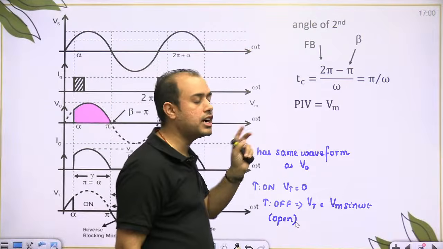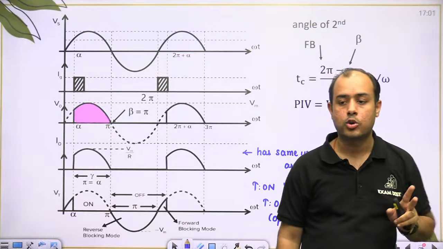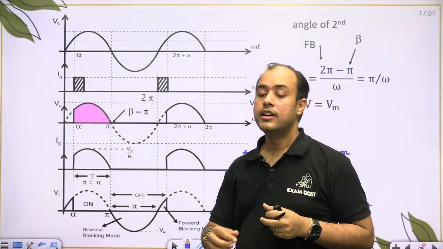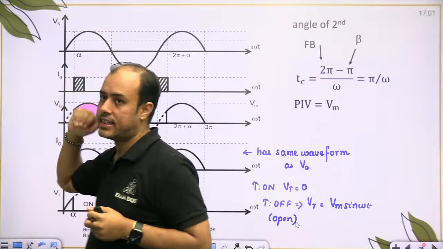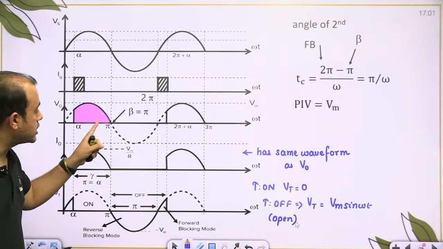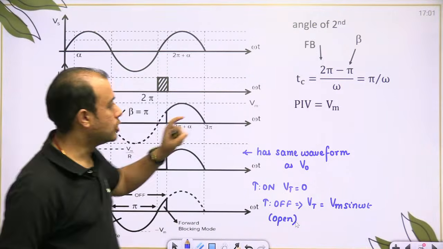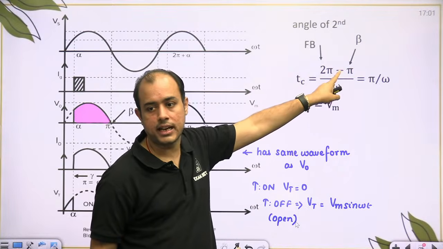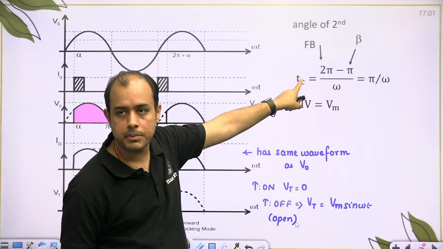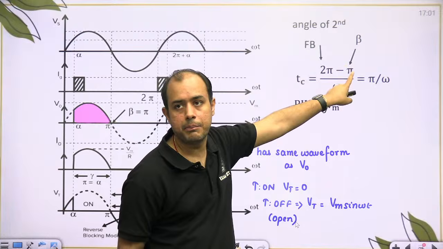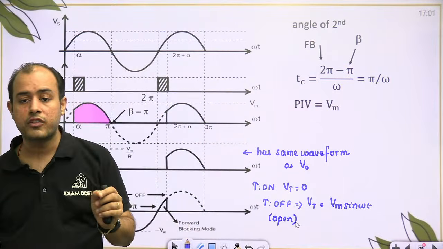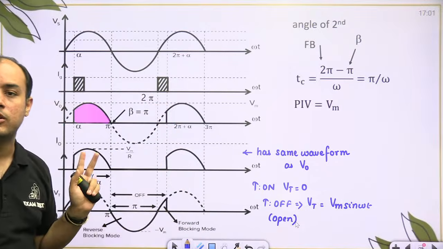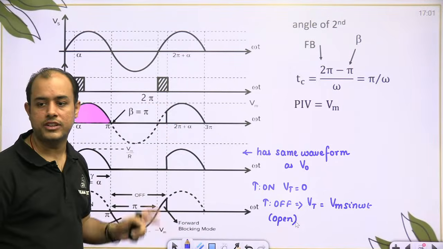मैं कह रहा हूं forward bias कब हुआ दूसरी बार, ये देखो. कंडक्शन नहीं कह रहा हूं. Forward bias at 0, next time forward bias at 2 pi, and the conduction stops at pi. So take the second angle as beta. So angle of second forward biasing minus beta by omega. Always remember, angle of second forward biasing minus beta by omega is circuit turn off time.